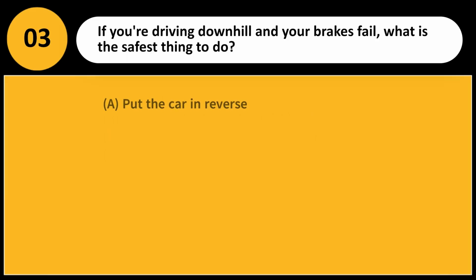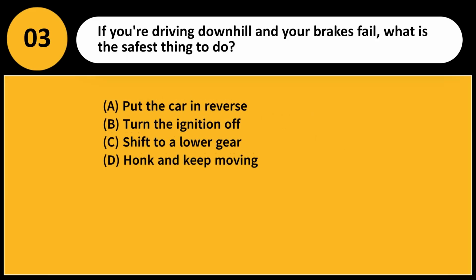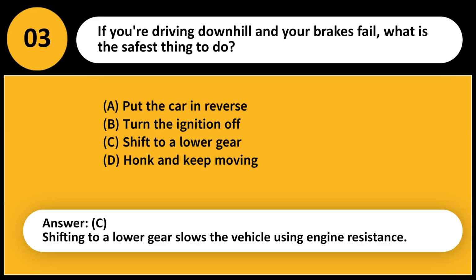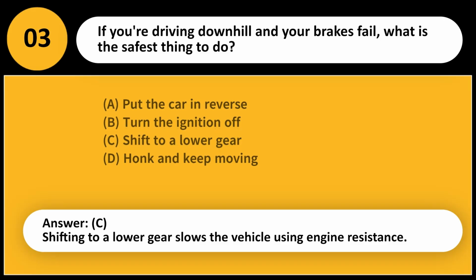If you're driving downhill and your brakes fail, what is the safest thing to do? A. Put the car in reverse. B. Turn the ignition off. C. Shift to a lower gear. D. Honk and keep moving. Answer: C. Shifting to a lower gear slows the vehicle using engine resistance.